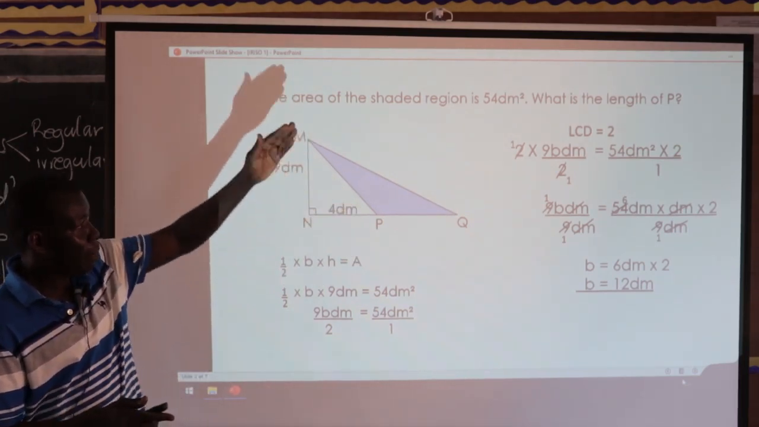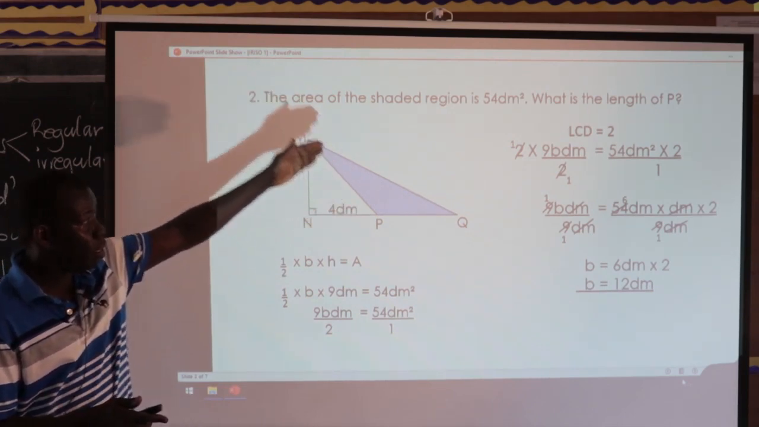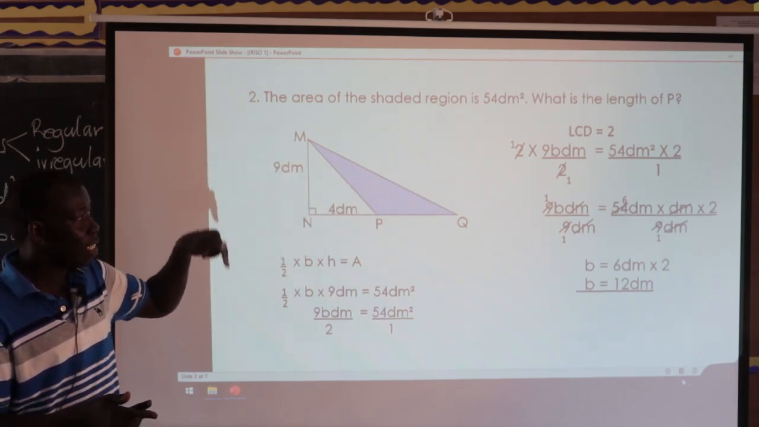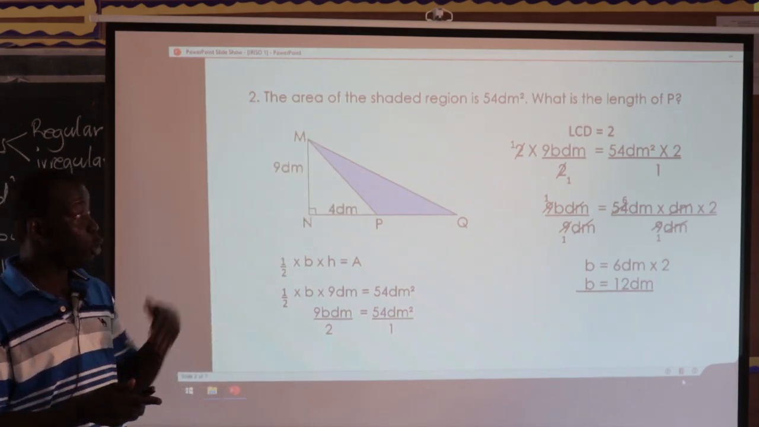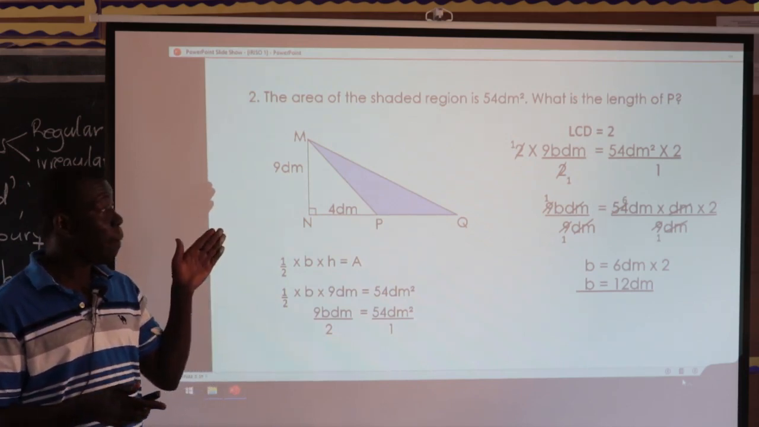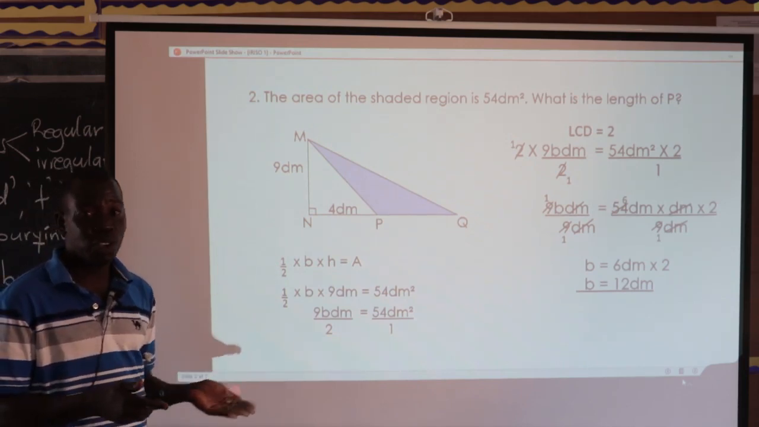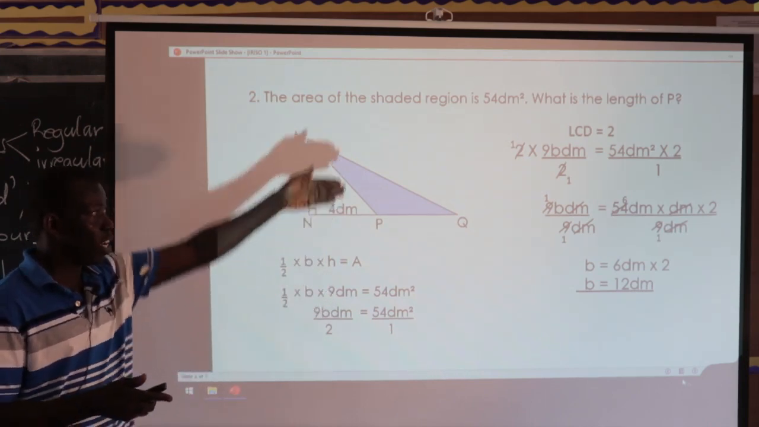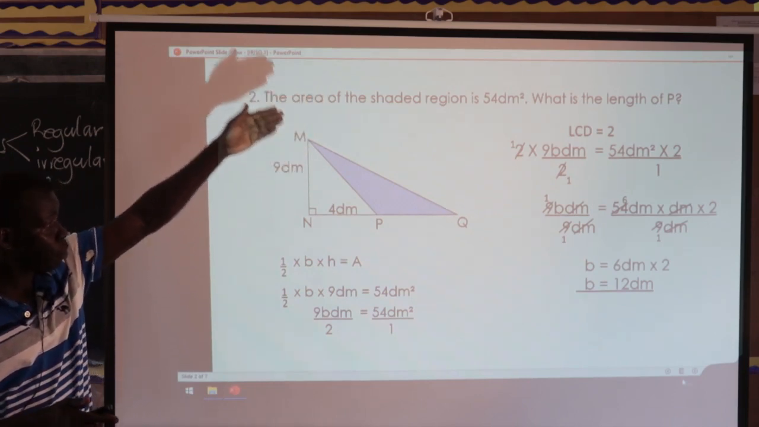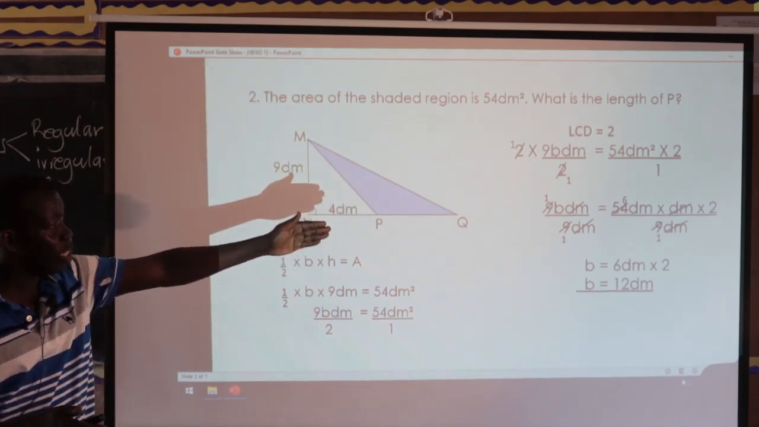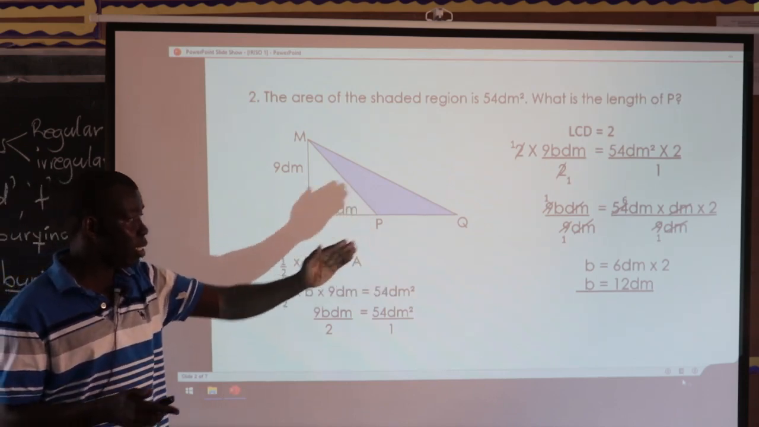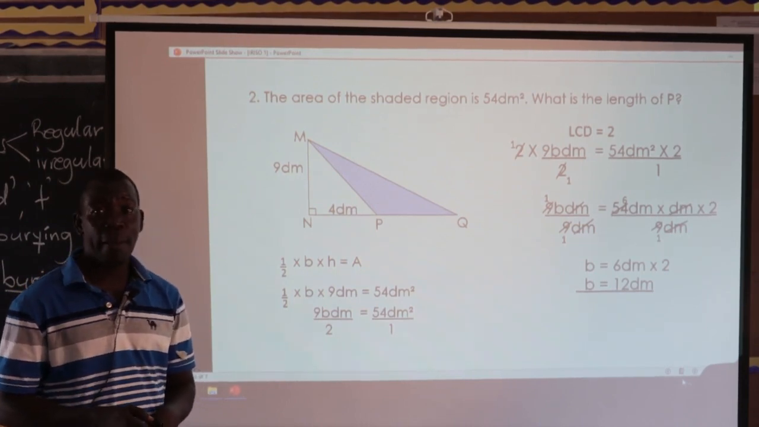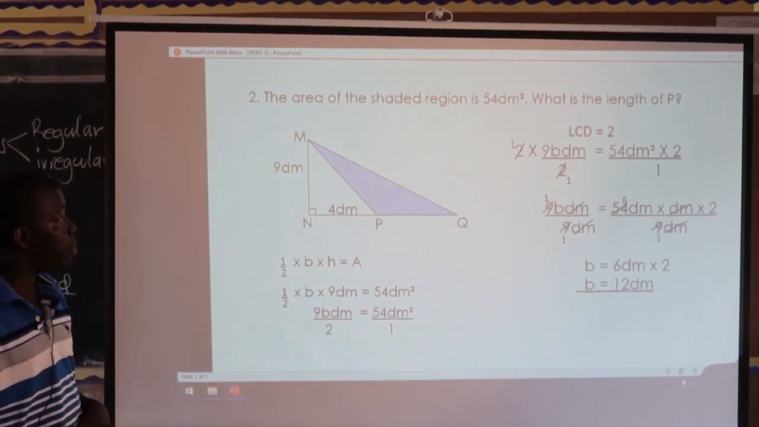I got decimeters times decimeters together with 54. So 54 divided by 9. Look at the way I cancelled. My 6 is not on 5. 6 is supposed to be on 4. Because 5 divided by 9 is 0. So we make it 54, and that's why 6 is supposed to be only on 4. Like that. After cancelling, you remain with B as 6 decimeters times 2, giving us 12 decimeters. Thank you, children. I hope you are following me.